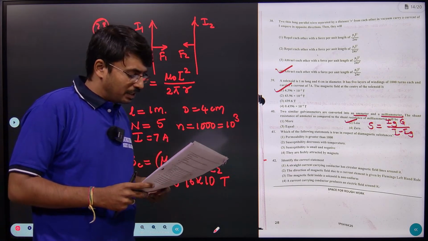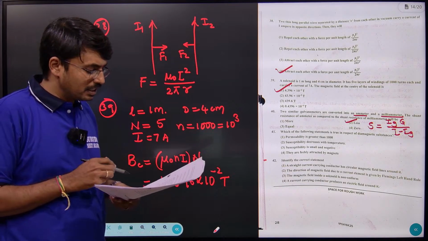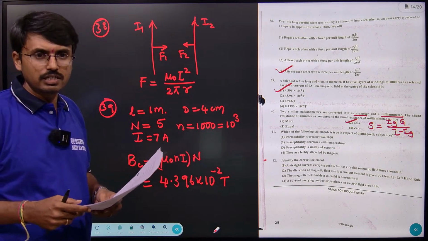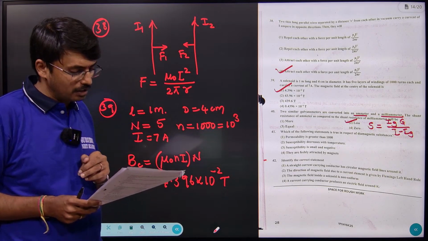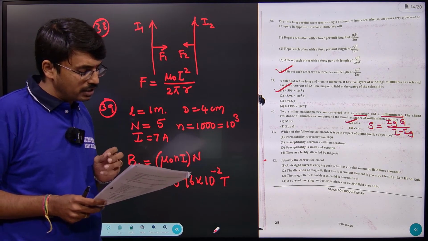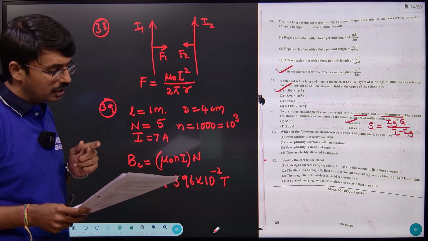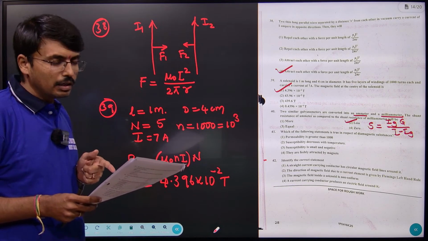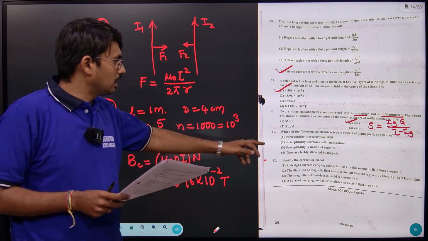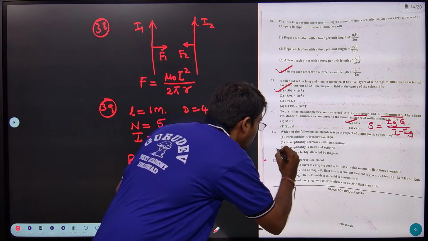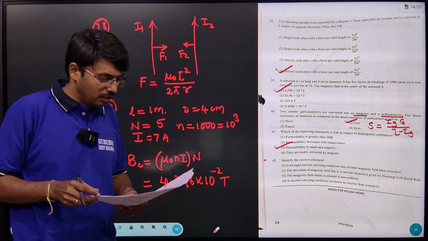First statement: permeability is greater than 1000, that is only for ferromagnetic materials. Then, susceptibility decreases with the temperature, that is applicable only for paramagnetic materials. And the third one is susceptibility is small and negative. Small and negative is possible only in the case of diamagnetic, and they are feebly repelled by magnets. The fourth is completely different. So the third one is the right option for question number 41.